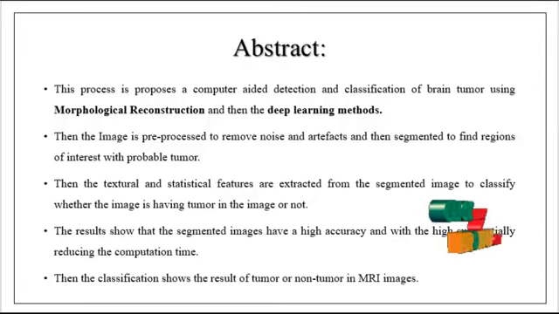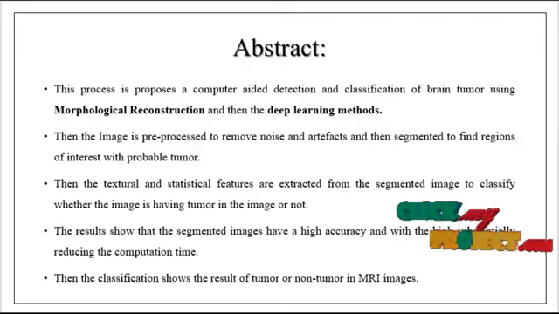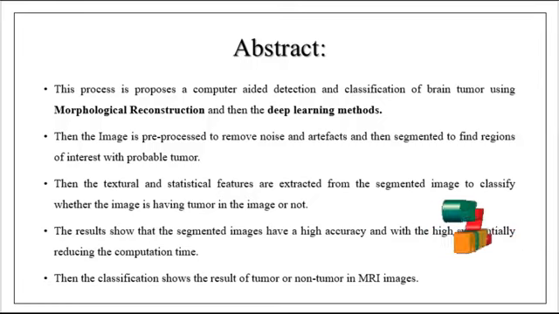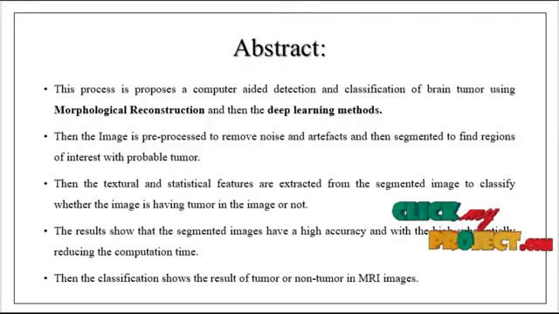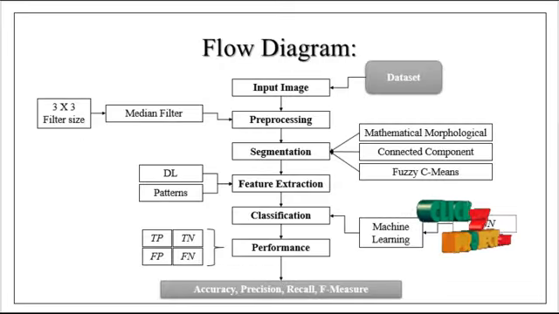Then the result shows the segmented image has high accuracy with high sustainability, reducing the computational time. Hence, by attaining high sustainability and accuracy, the classification shows tumor and non-tumor, with the high capability of classifying all the images in a short period of time. Then the final result will be shown as whether the image has a tumor or non-tumor in the MRI images. Now we are going to discuss the flow diagram of the process.